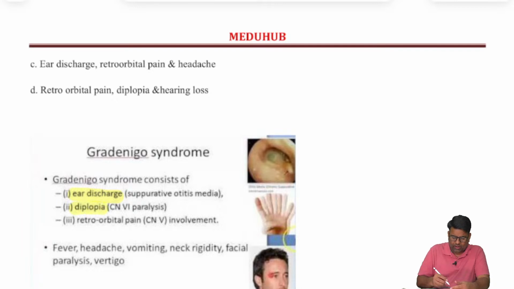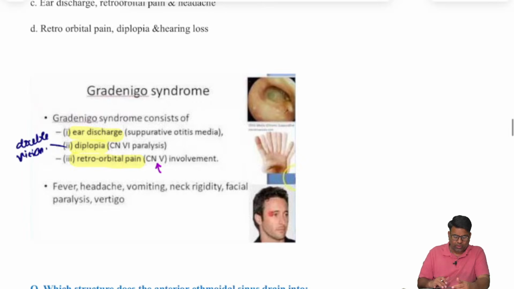There is diplopia, the person will see double vision, and then there is retroorbital pain. This is because of involvement of the trigeminal nerve, right? So cranial nerve 5 involvement. So this is Gradenigo syndrome, which is a complication of chronic suppurative otitis media. Please remember the triad of Gradenigo syndrome: ear discharge, diplopia, and retroorbital pain.